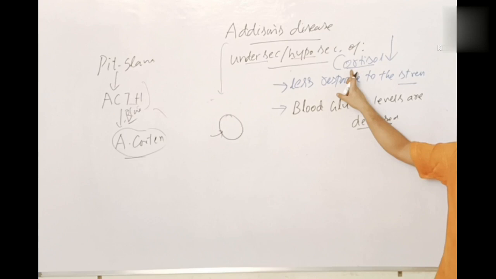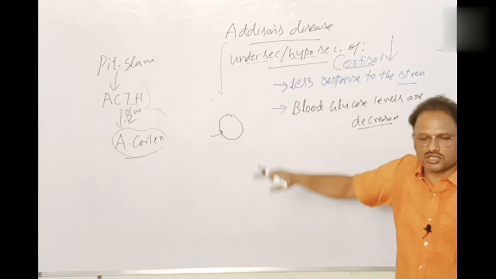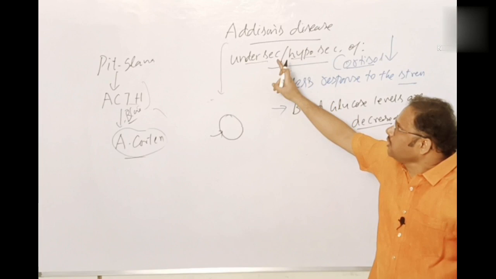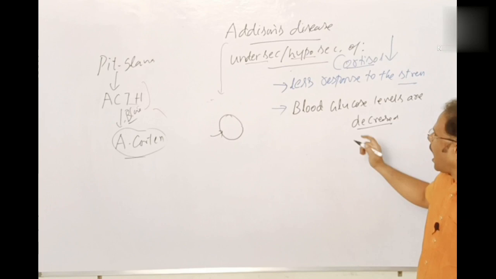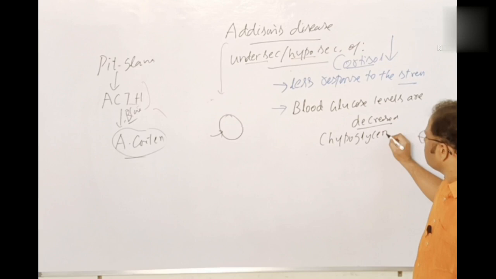Exactly opposite to which one? Cushing syndrome. Exactly opposite symptoms are present in Addison's disease when compared to Cushing syndrome here. In Cushing syndrome, the blood glucose levels are increased because of elevated levels of cortisol, but here decreased. And this condition is medically called hypoglycemia. Hypoglycemia. And the body cells take very less quantities of glucose.